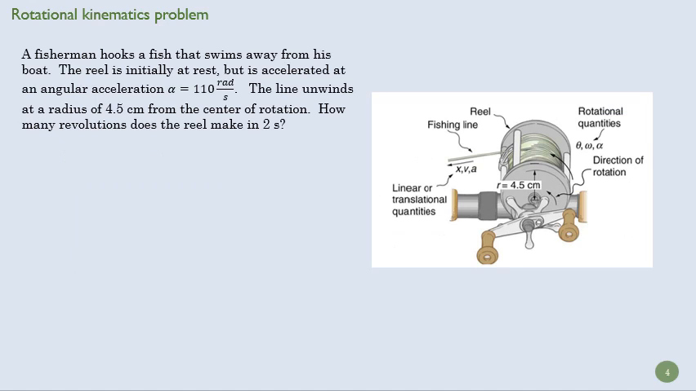All right, so here's our first problem. A fisherman hooks a fish that swims away from his boat. The reel is initially at rest, but it is accelerated at an angular acceleration of 110 radians per second squared. I got my units wrong there. The line unwinds at a radius of 4.5 centimeters from the center of rotation, so we see that in our image over here. How many revolutions does the reel make in 2 seconds?